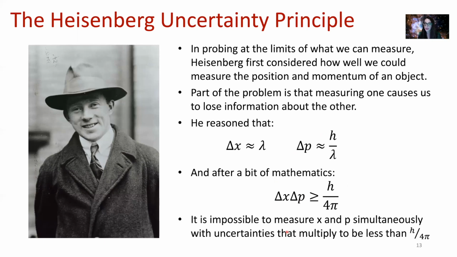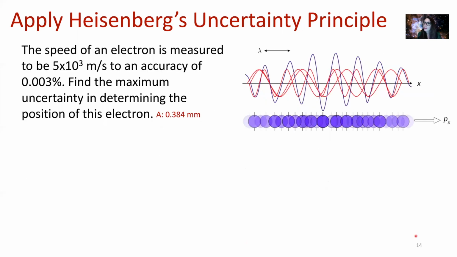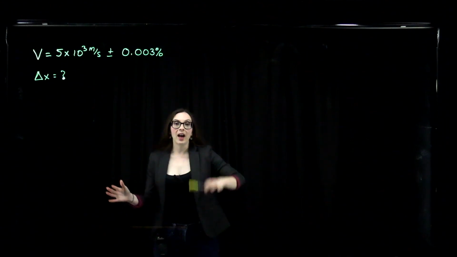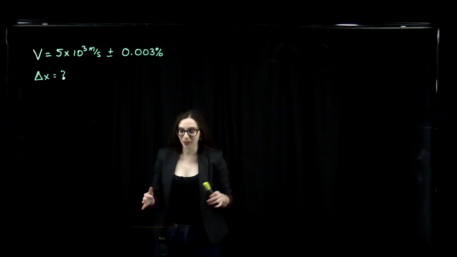So in conclusion, it is impossible to measure the position and momentum of a particle simultaneously with uncertainties that multiply to be less than h over 4 pi. There's always going to be some built-in uncertainty on our measurement of position and our measurement of momentum. And that is the idea of Heisenberg's uncertainty principle, which we are going to apply to solve a problem.